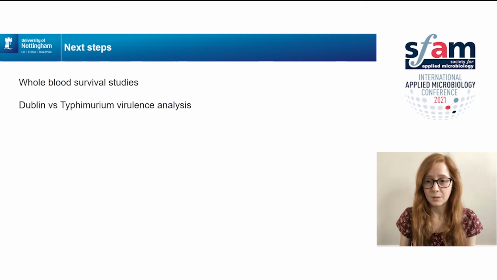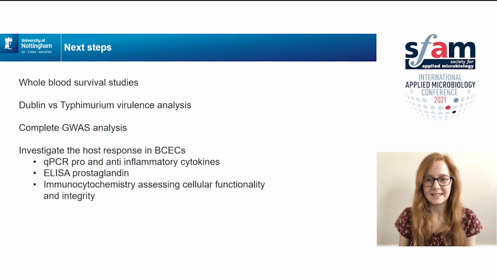We're also going to conduct a similar virulence gene presence-absence study in Salmonella Typhimurium isolates from the UK, again from a range of origins of isolation. And we hope that this study will reveal whether or not this virulence gene is specific to cattle infection and also whether or not it's specific to Salmonella Dublin. The remainder of my PhD will be finishing off the GWAS analysis and predominantly using the BCECs to investigate the host response to Salmonella Dublin infection. I'll be using quantitative PCR to quantify pro and anti-inflammatory cytokine production, ELISAs to look at prostaglandin synthesis, and also immunocytochemistry to assess cellular functionality and integrity during infection.